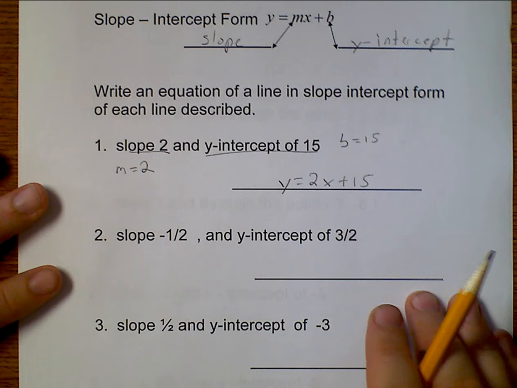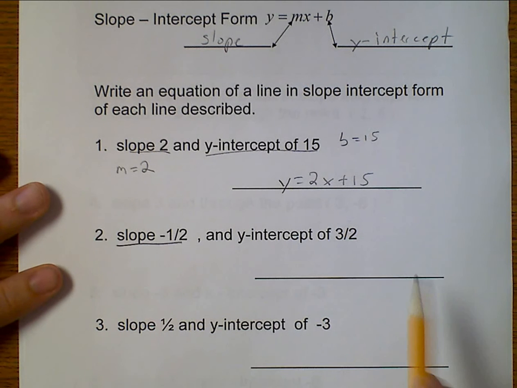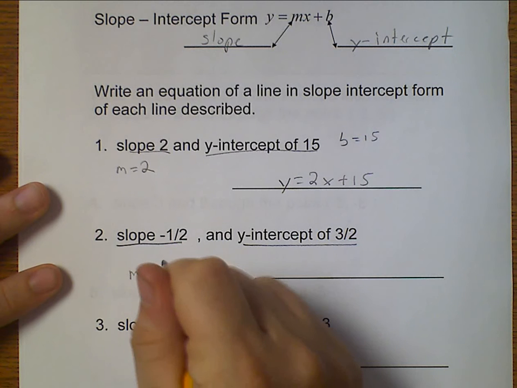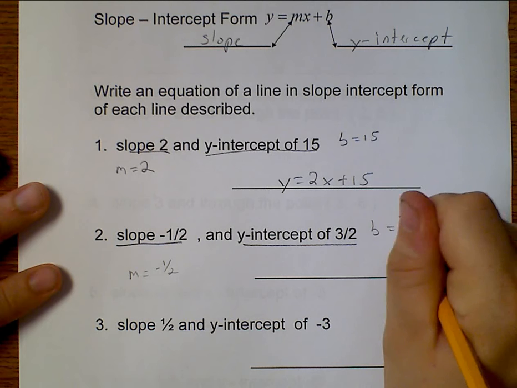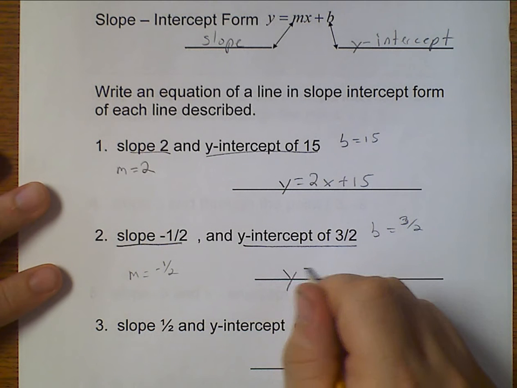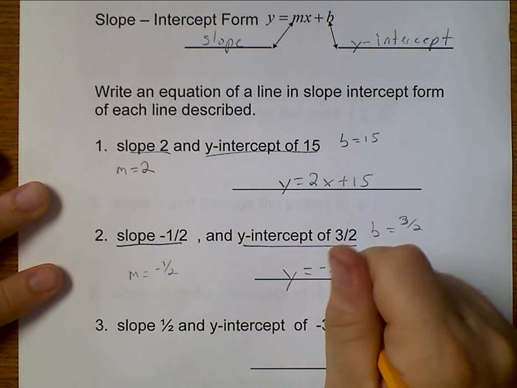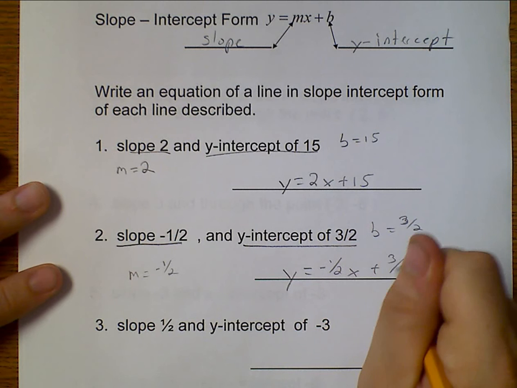So number 2, they give me a slope of negative 1/2 and a y-intercept of 3/2. Well, m equals negative 1/2 and b equals 3/2. And so y equals negative 1/2 x plus 3/2.